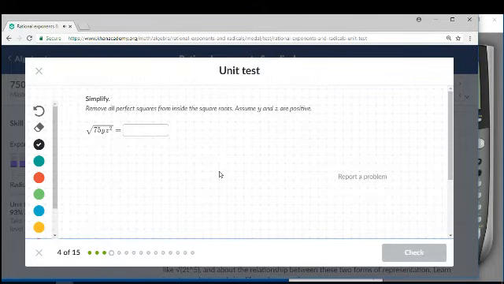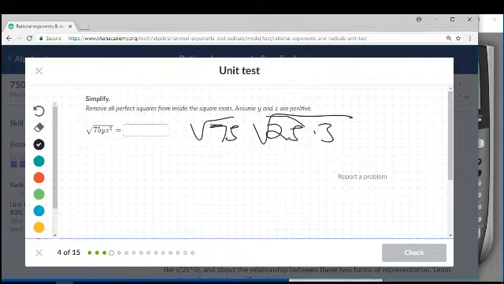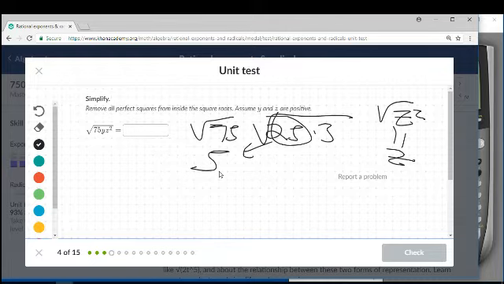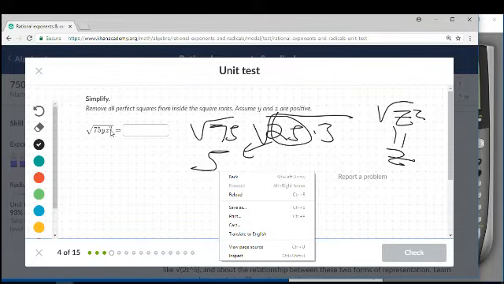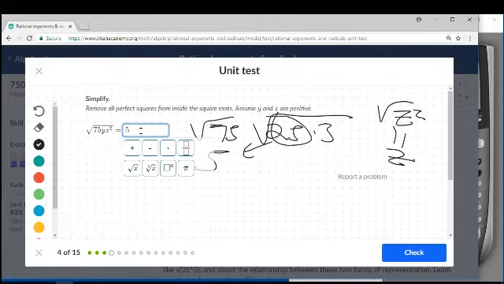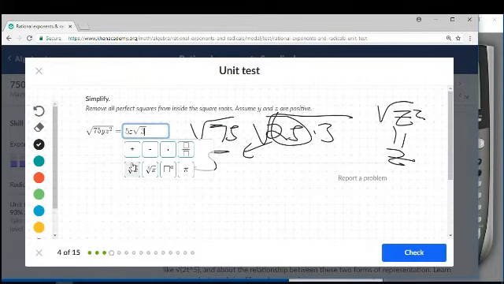Remove all perfect squares. So 75 is 25 times 3. Take out that 25 as a 5. All right, and then the square root of z squared is equal to z. So we have 5z times the square root of 3y. So we took everything outside the square root. What has to stay in is the non-perfect squares.